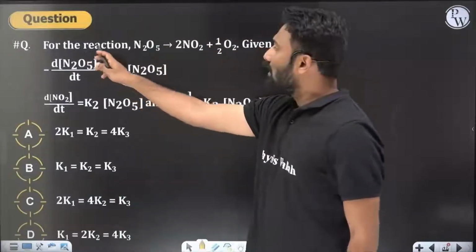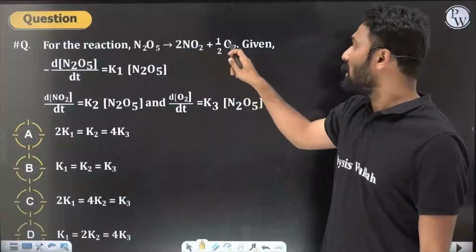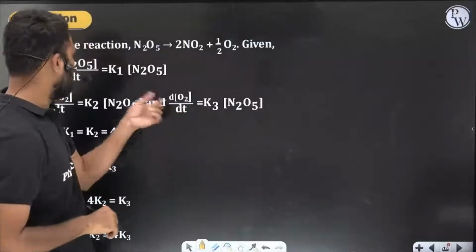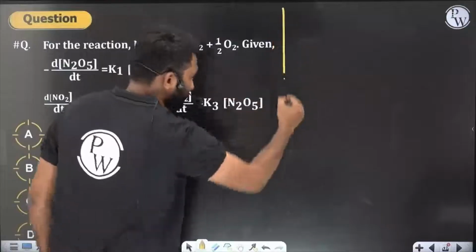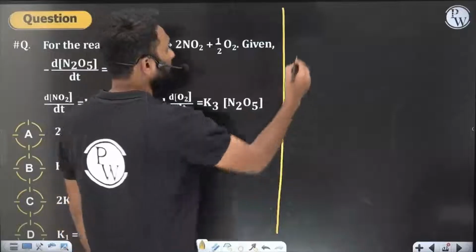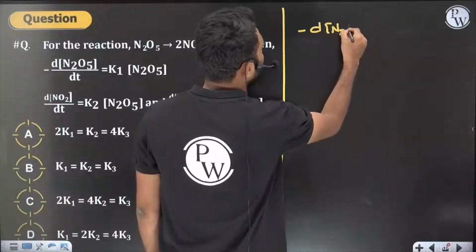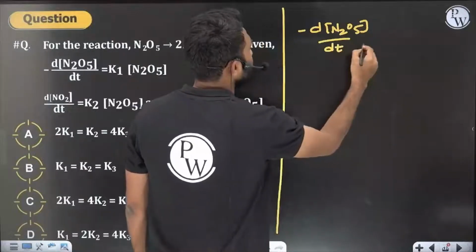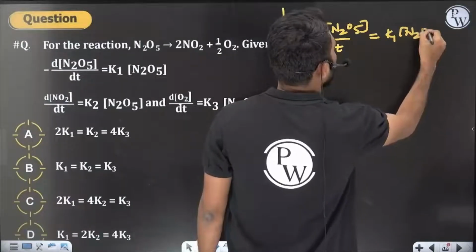For the reaction N2O5 gives rise to 2 NO2 plus half O2, they have given K1 for this one, K2 for this one, and K3 for this one. So, let's see. For this one, how to write the rate of the reaction? Minus d concentration of N2O5 by dt is equal to K1 concentration of N2O5.